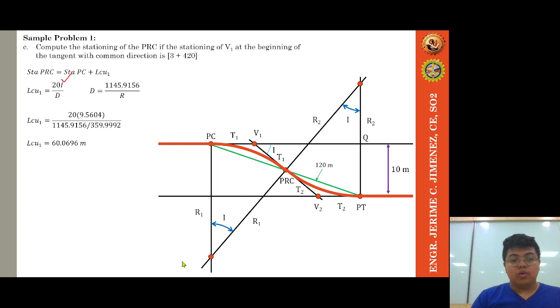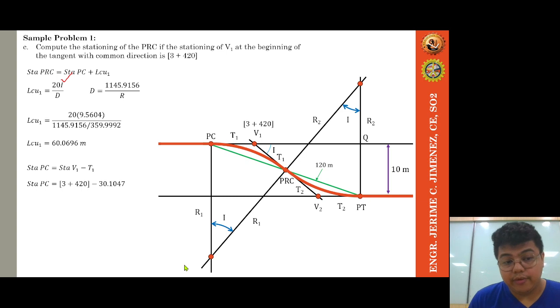Okay? So, kulang pa. Wala pa tayong station PC. But we can get station PC by subtracting the tangent distance from the stationing of station V sub 1. So, babalik tayo from station V1 papunta sa station PC through tangent distance 1. Substituting the value of station V1 and tangent distance 1, station PC is equal to 3 plus 420 minus 30.1047. Calculating station PC, we have 3 plus 389.8953.